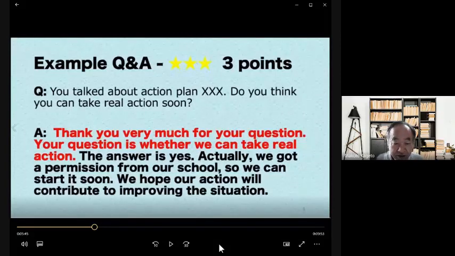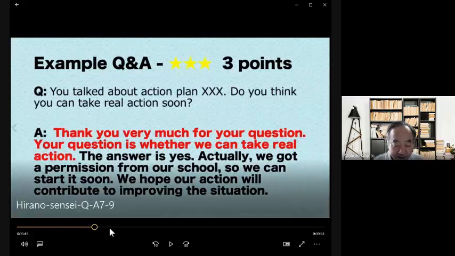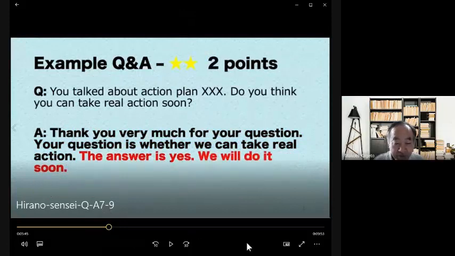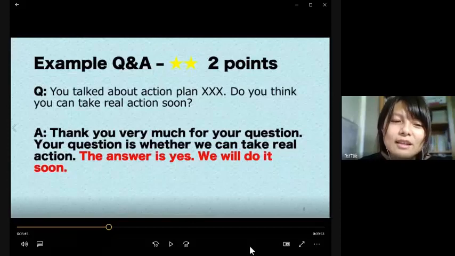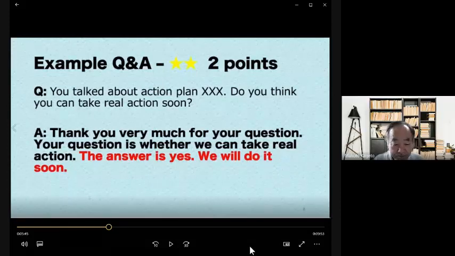Okay, this is the case to get the 3 point. And this is point 2. There are differences. The gratitude part is the same, but the answer part is different. It didn't give the specific answer. So, towards the real action. If you want to get point 3, you have to talk about the real action.